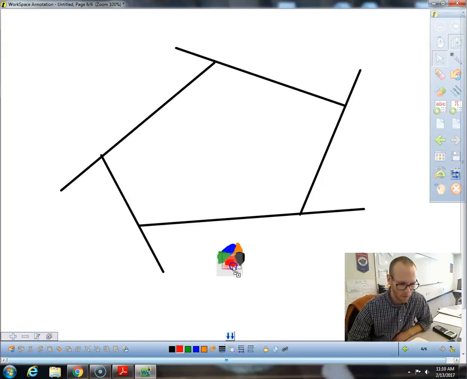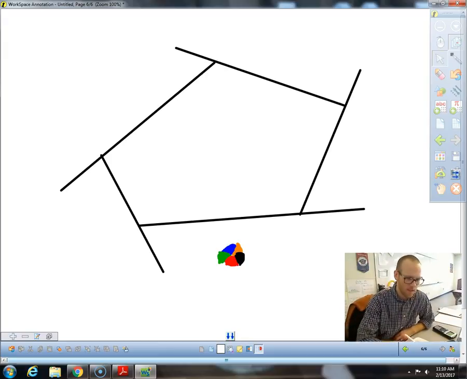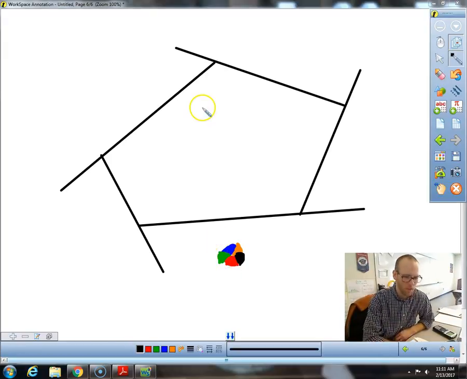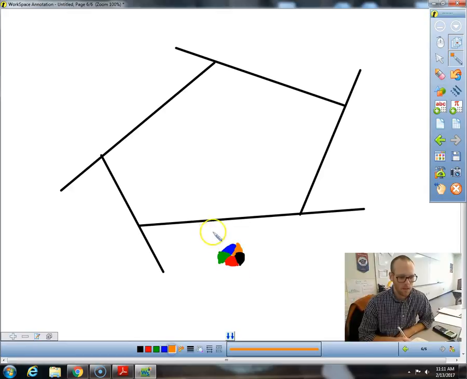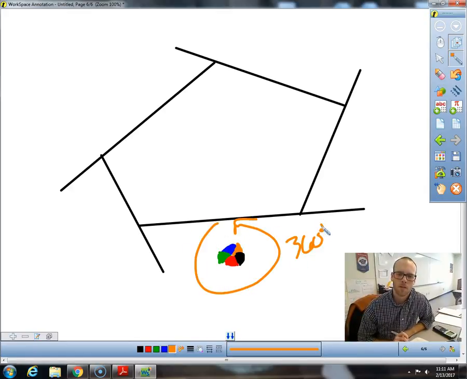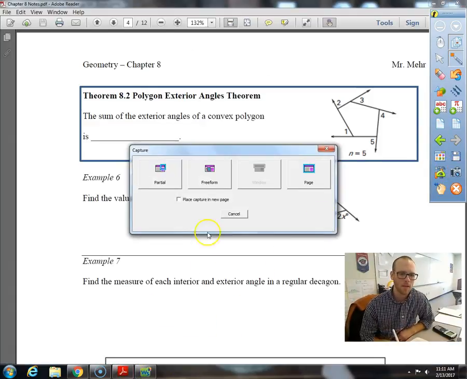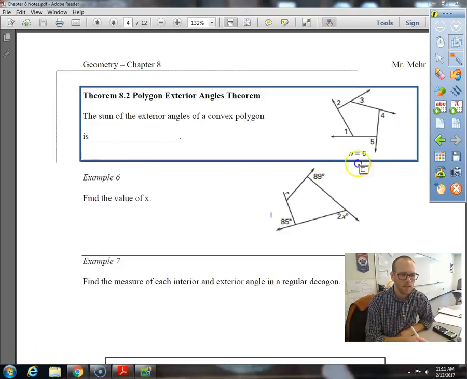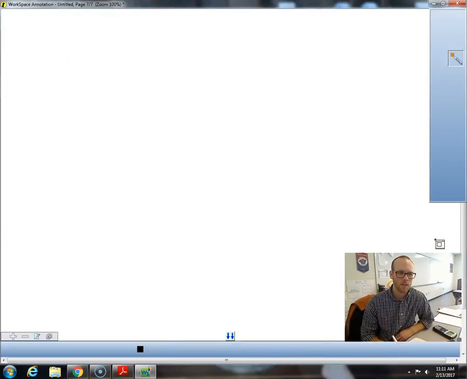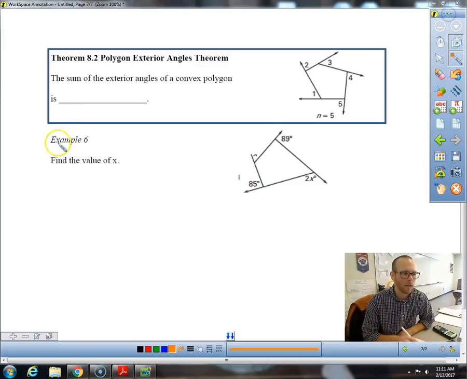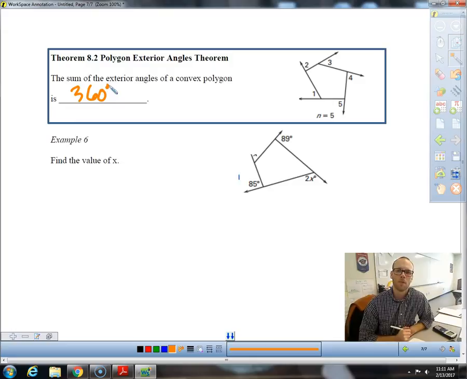I didn't do quite as pretty of a job on this one, but okay, we see the same thing happen here. The sum of the angles is 360 degrees. So it does not matter how many sides there is. It's really interesting. The sum of the exterior angles of a convex polygon is 360 degrees. Does not matter the number of sides.